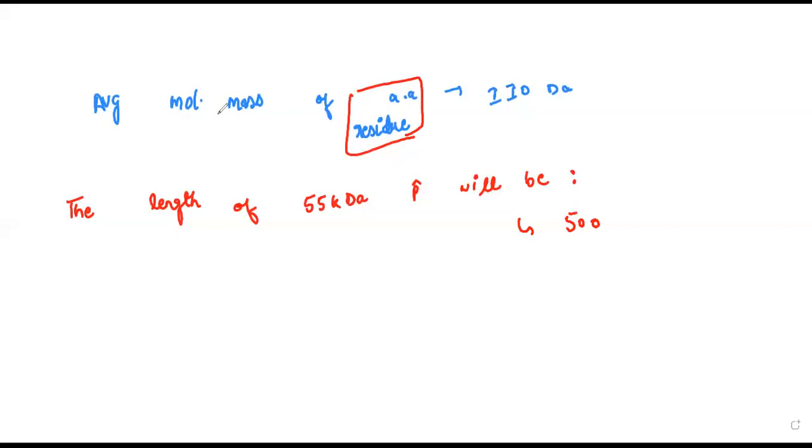I told you the average molecular mass of an amino acid residue is 110 Dalton, and the question was the length of a 55 kilodalton protein will be, and there will be options given. You have to calculate the amino acid length.